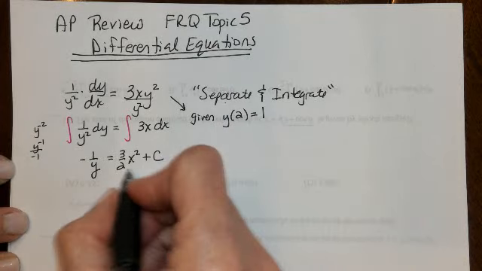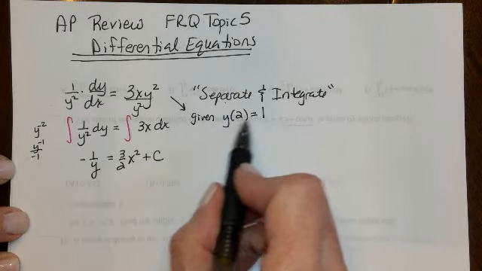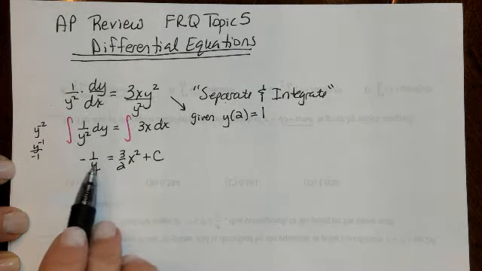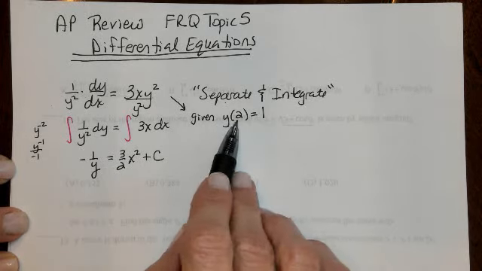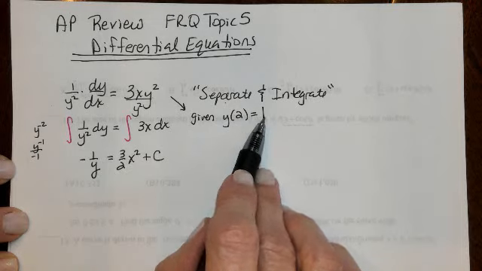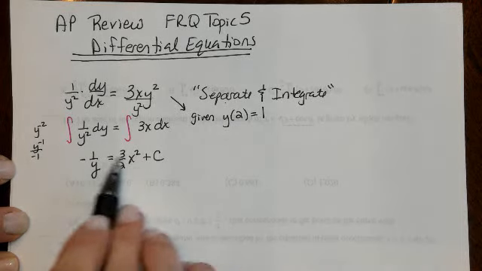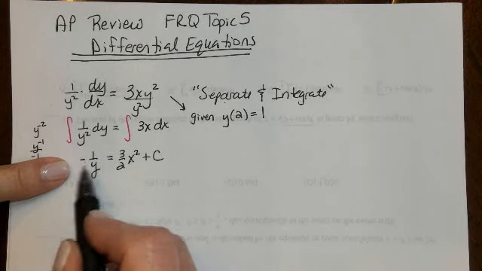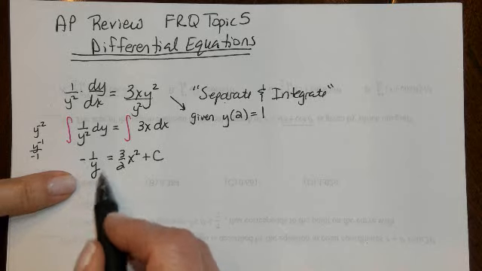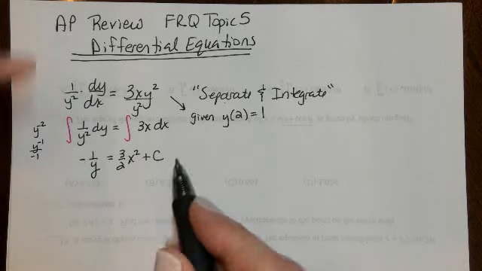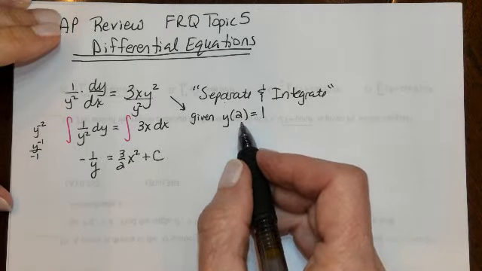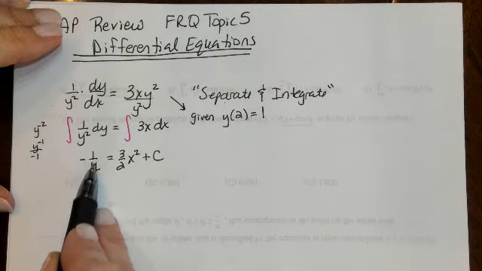If they do give you an initial condition, once you integrate, look at your equation. Ask yourself, is this a good place to put in 2 for x and 1 for y? If it is a good place, go ahead and do it. If it's not a good place, do another step. Maybe multiply both sides by a negative 1, or use our property to solve this for y. In this case, though, this seems like a fairly reasonable place to put 2 in for x and 1 in for y. It'll be easy to put 1 in for y.